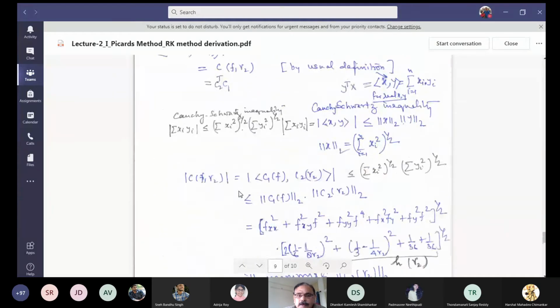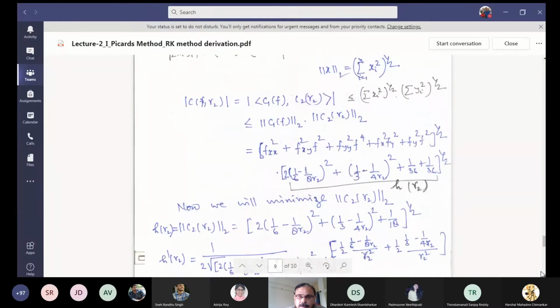See, let me put it properly. You see, the first term is written fxx square plus fxy square f square fy square f to power 4 fx square. So all the terms are squared, summed, and then its power half, right? Similarly, we write this for C2, all the components of C2 squared and then power half, right? Is that right?